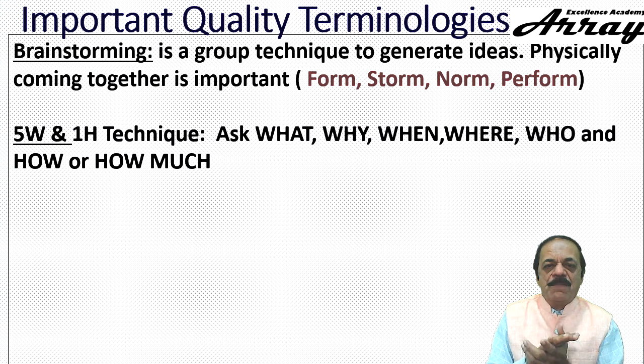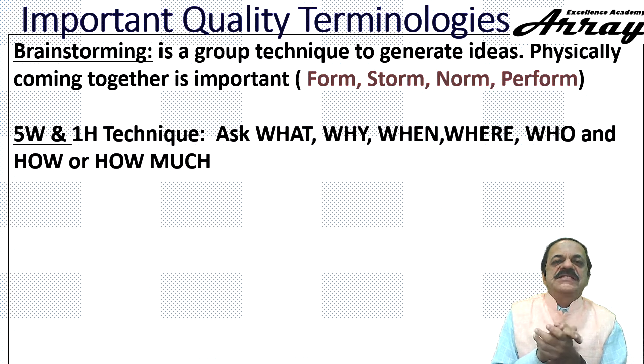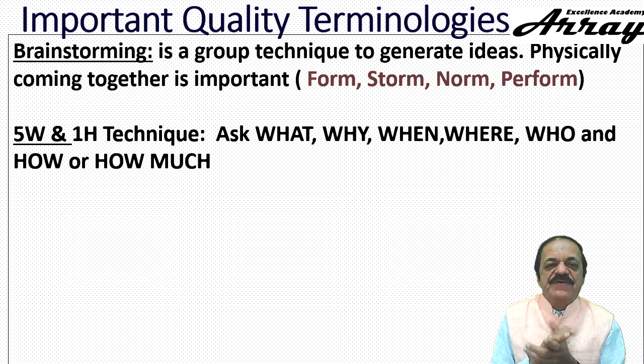Here 5W stands for: ask what is the problem, why the problem, when was the problem, where the problem is happening, who is actually in charge or responsible, or who has the knowledge of this and who can help in solving this, and how this can be solved and how much effort should be put.